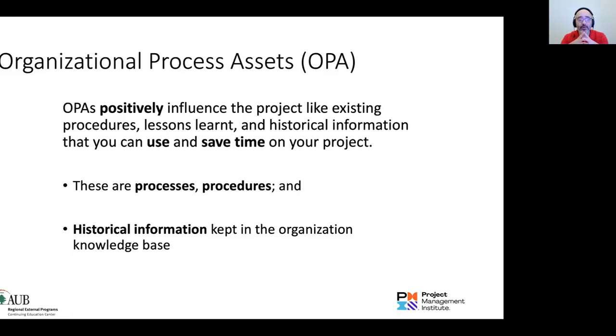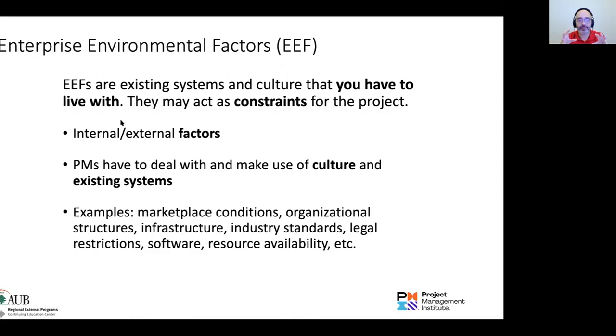And usually those assets are split into two categories: policies and procedures, and historical information from previous projects kept in your database or knowledge base of your company. Again, organizational process assets are internal, they are positive, they are here to help you, and they are either a procedure or historical information. Everything else that influences your project is an enterprise environmental factor. It could be internal or external.